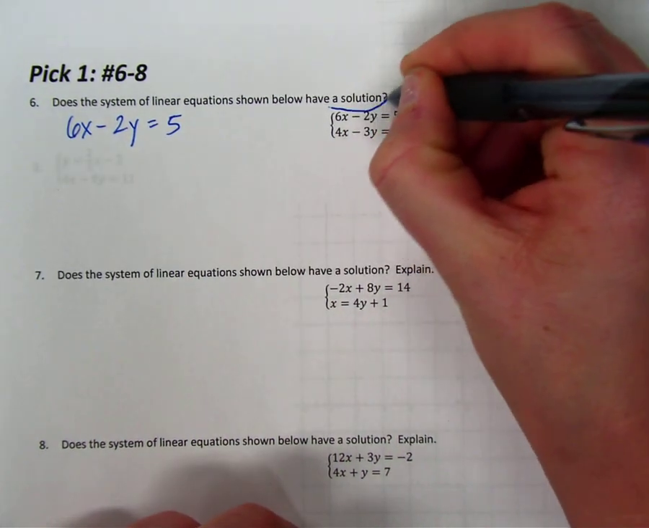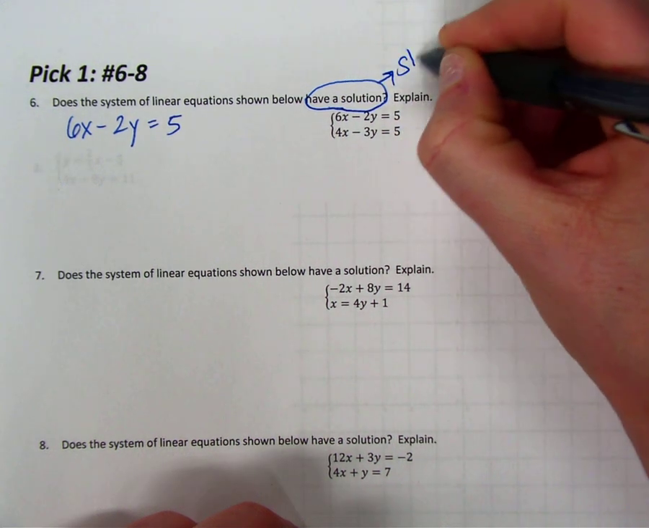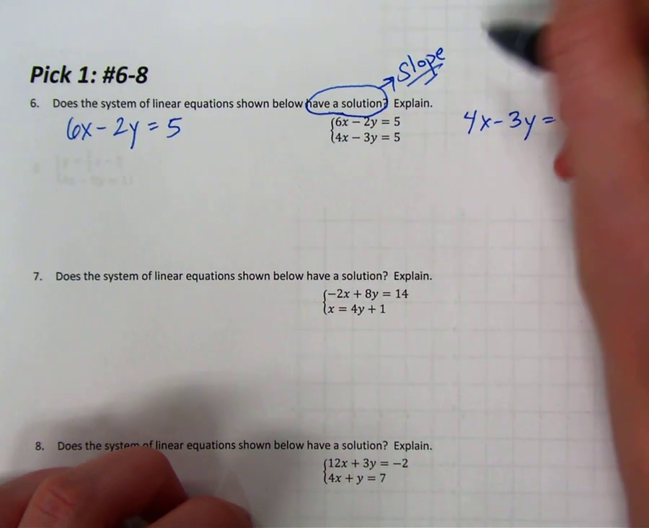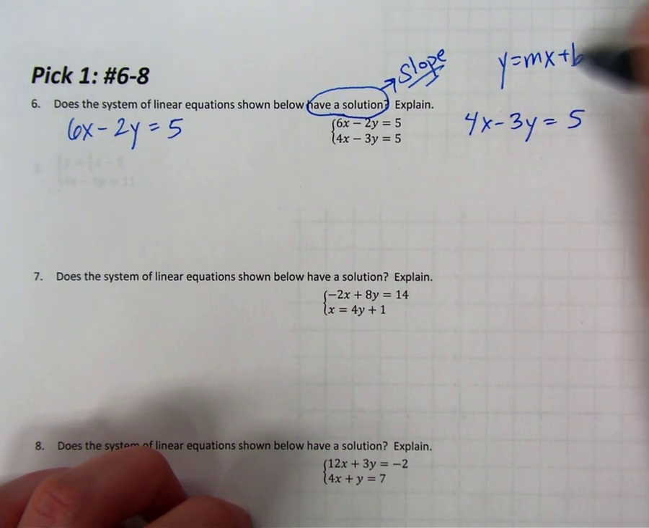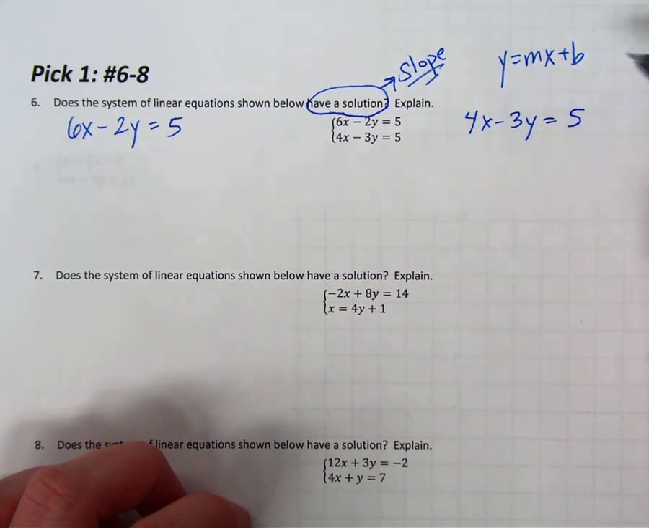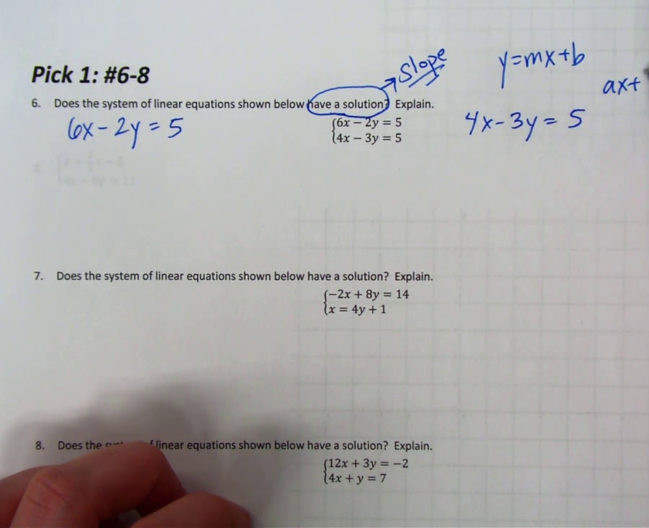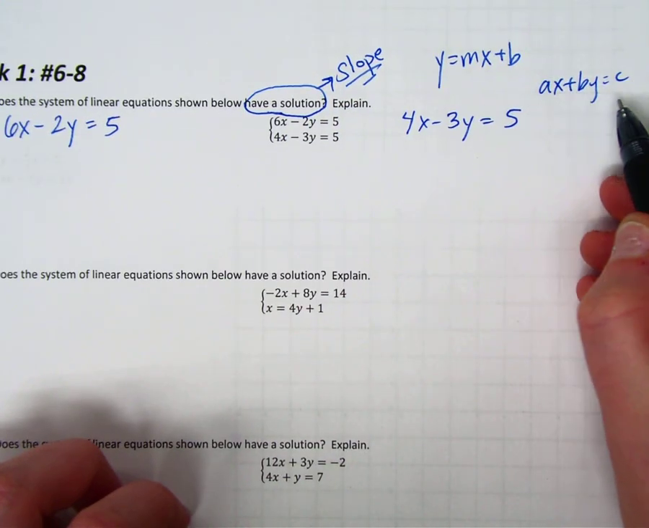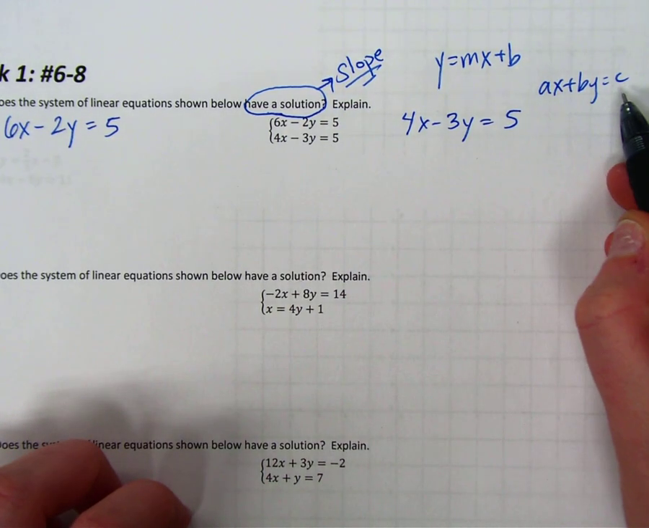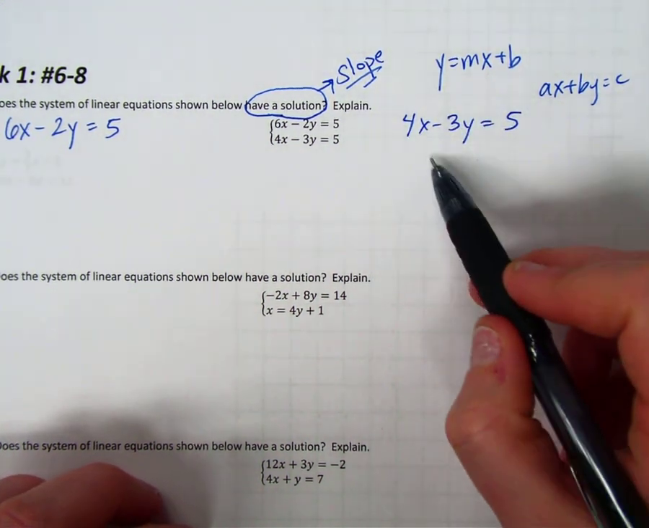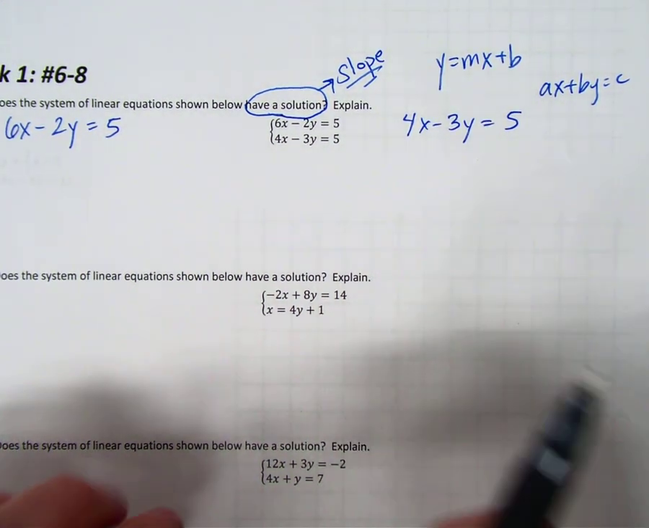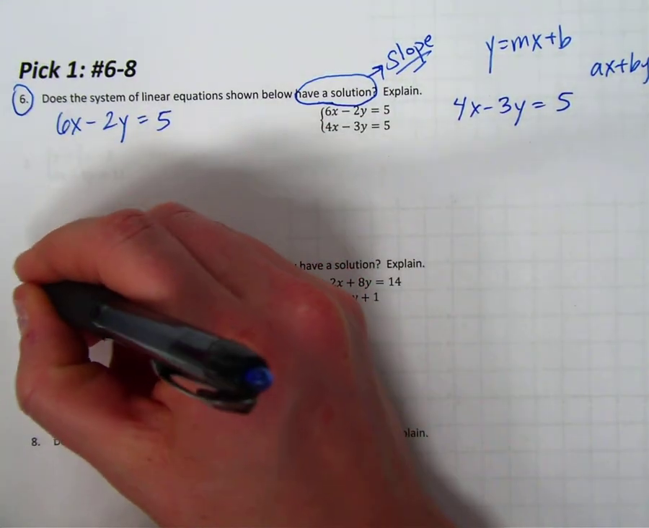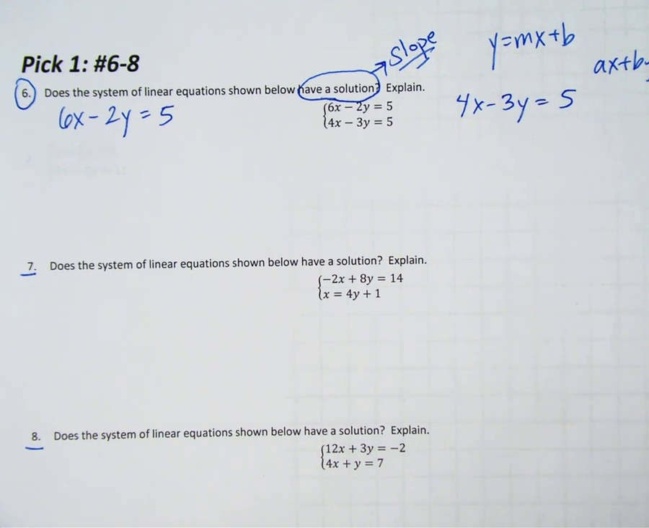Now, when it's asking if it has a solution, we want to be looking for the slope. Do we see the slope exactly here? No, because it's not in this format, y equals mx plus b. It's in standard form, which is ax plus by equals c, where a, b, and c are numbers. So since we can't see the slope here, we're going to have to convert our equation so that we can see the slope. I'm going to do number 6. You need to pick either 7 or 8 to do on your own using the same format.